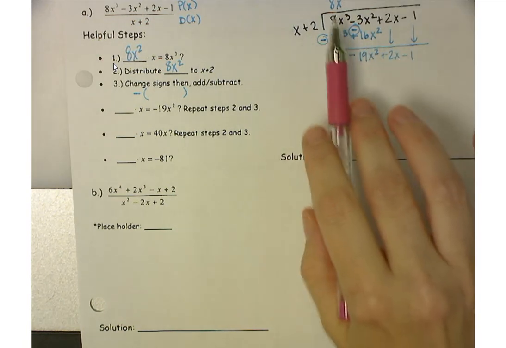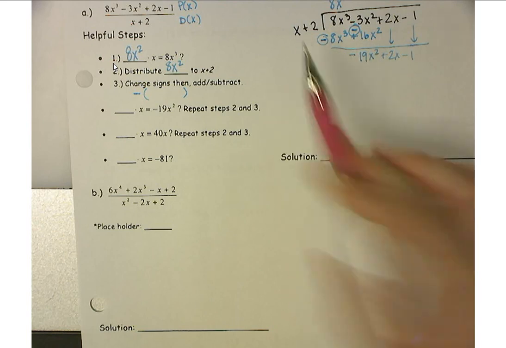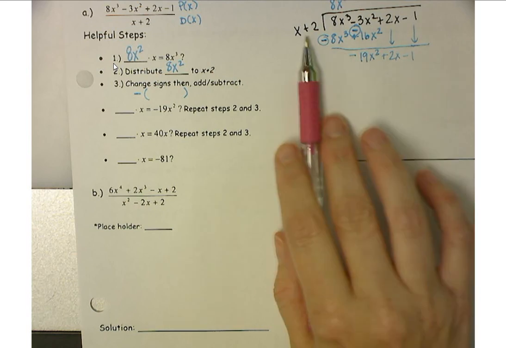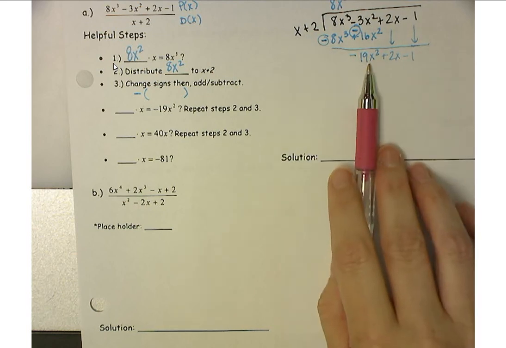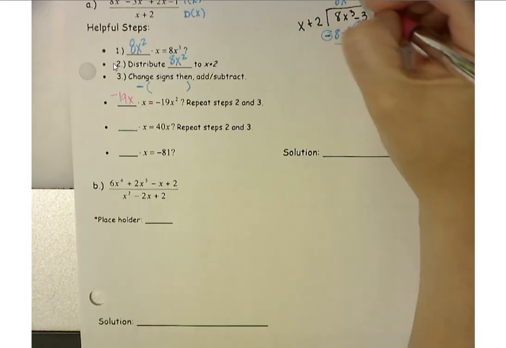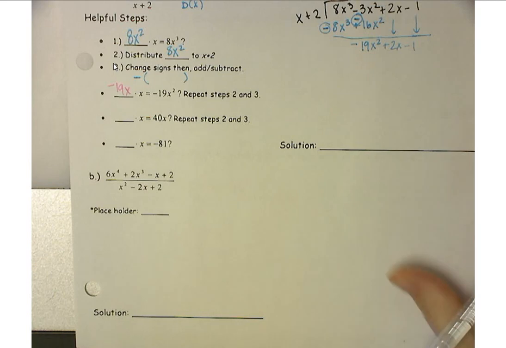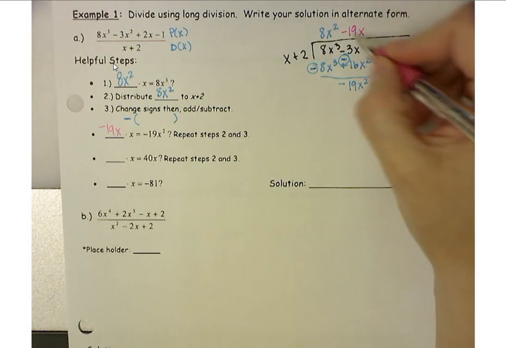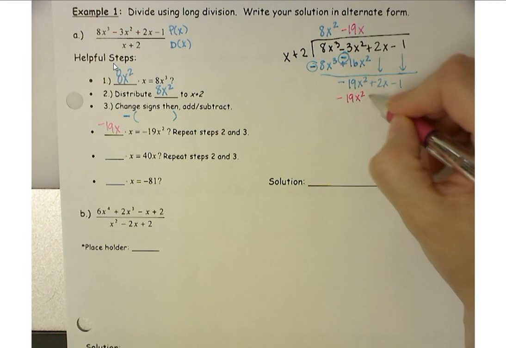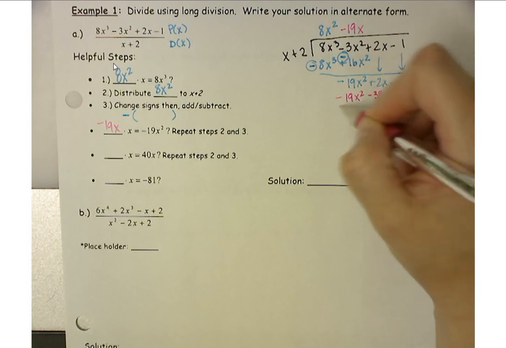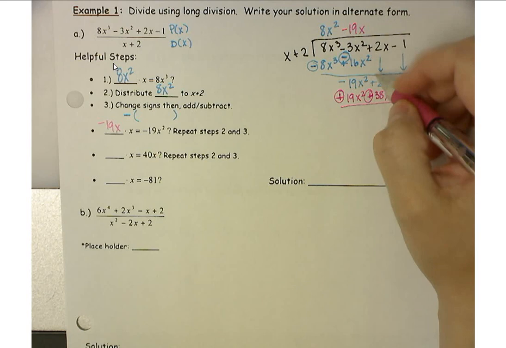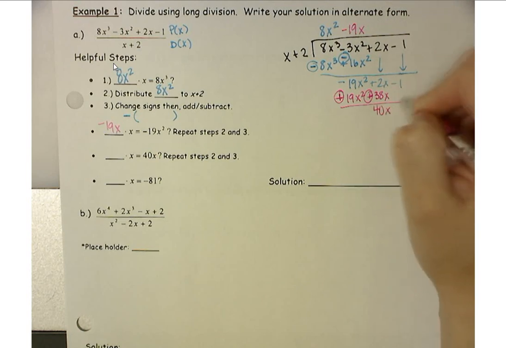So just like I asked myself here, what would you multiply to get? I can do the same thing with this. All right? So, Maddie, what can I multiply by x to get negative 19x squared? Negative 19x. Good. Okay, so that's what I can multiply by. So I'm going to put that right here. And then I have to distribute. So negative 19x times x is negative 19x squared. Negative 19 times 2 is negative 38, so this is negative 38x. And then I'm going to switch my sign, so this becomes plus, this becomes plus, and then I can add straight down 40x, bring down the negative 1.